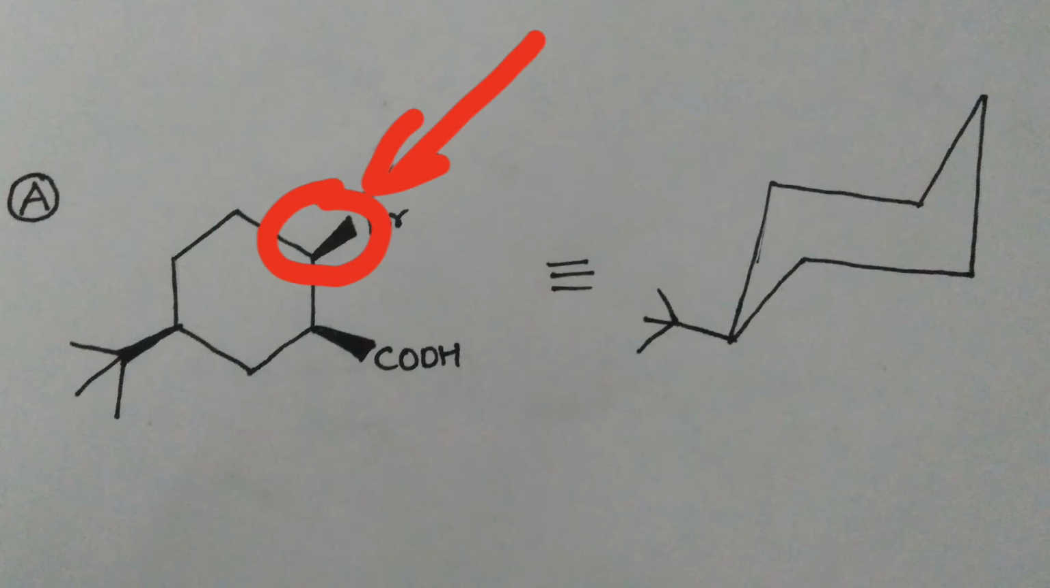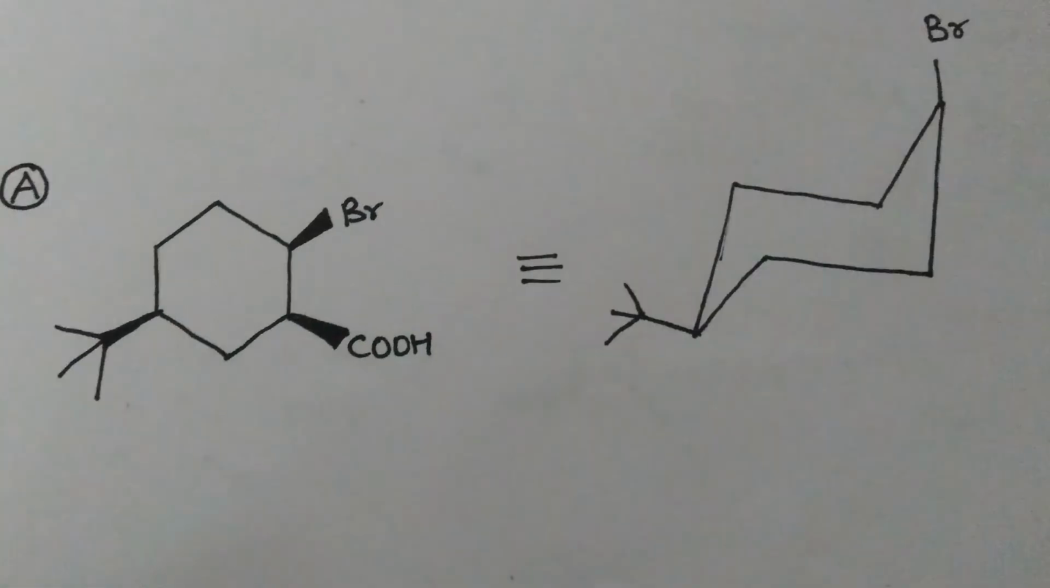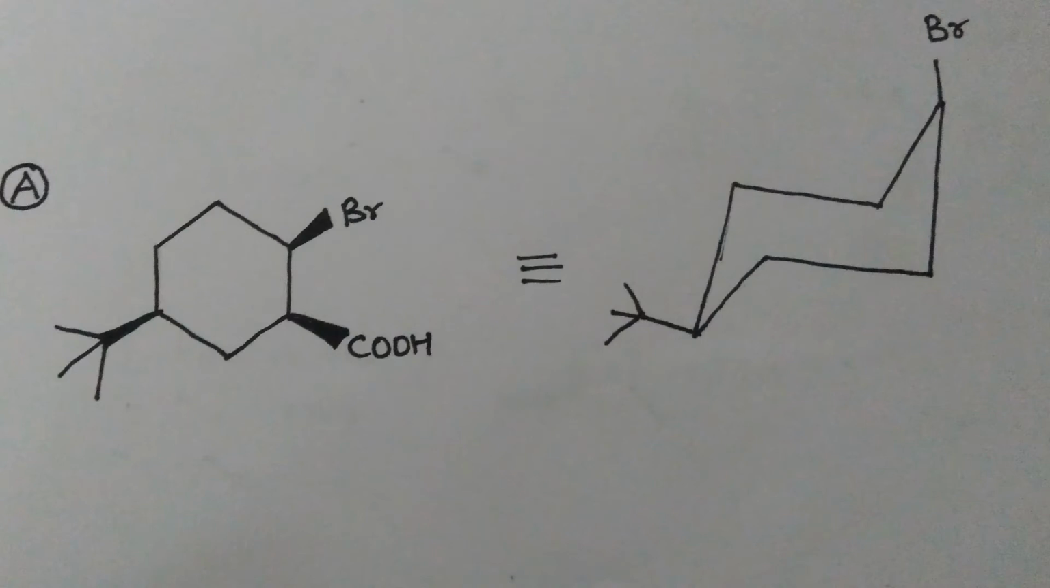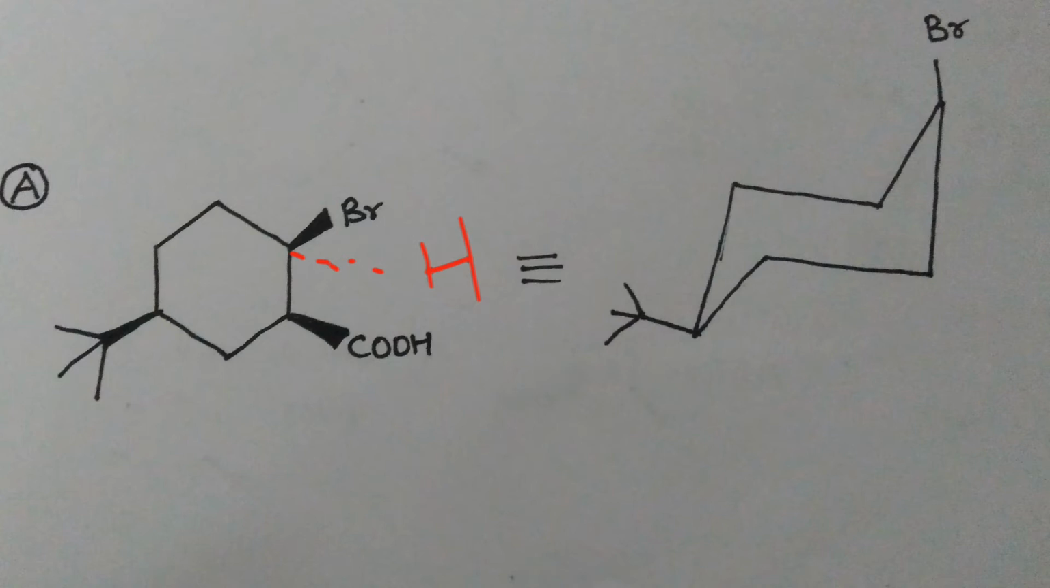Now in this case, the bromine is shown above the plane of the paper. Above the plane of the paper means it will come into the axial position over here, because the axial position over here is pointing upwards. Since it is facing upwards, it is above the plane of the paper. And we should also know that there is a hydrogen over here, which is in the equatorial position, and it will be below the plane of the paper.